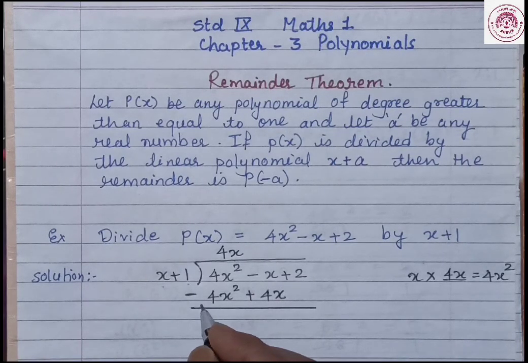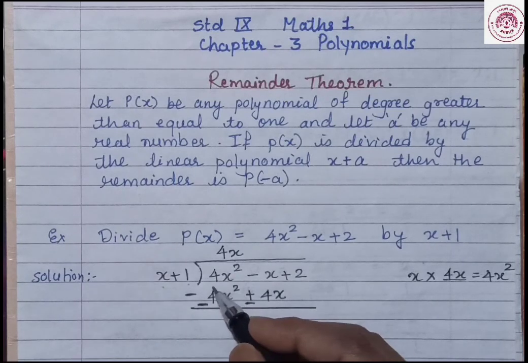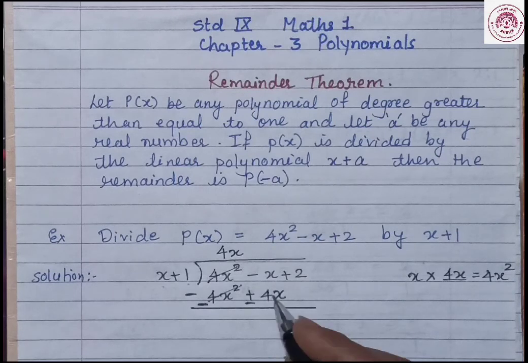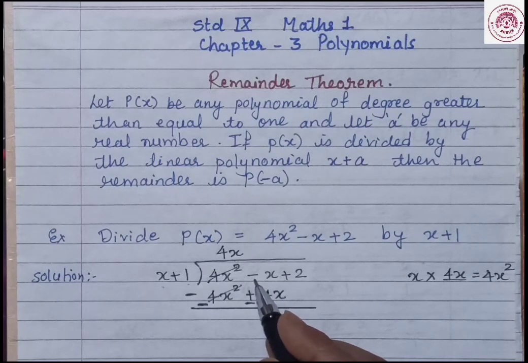We have to subtract here, so we will change the sign. This sign will change to negative sign and this positive sign will change to negative sign. So your positive 4x square and negative 4x square will be cancelled. Now we have negative x and negative 4x, which is equal to negative 5x plus 2.